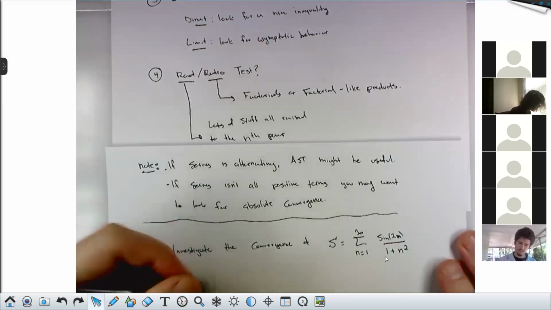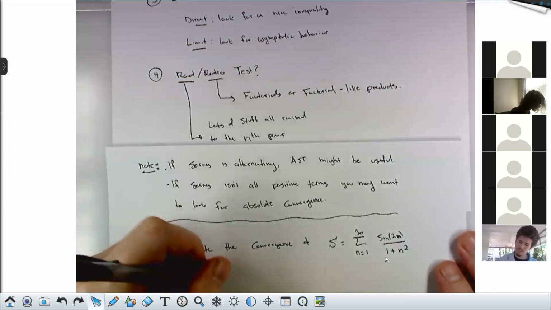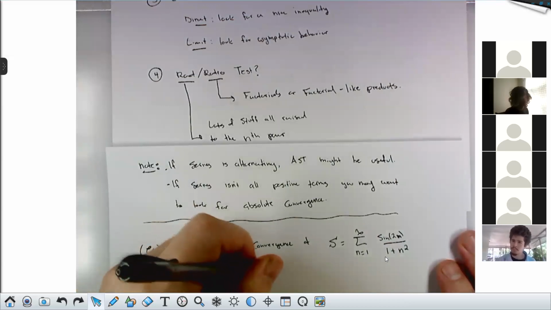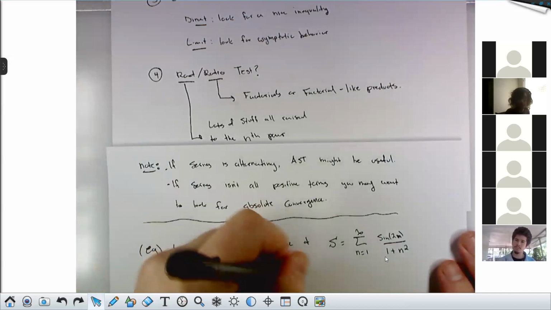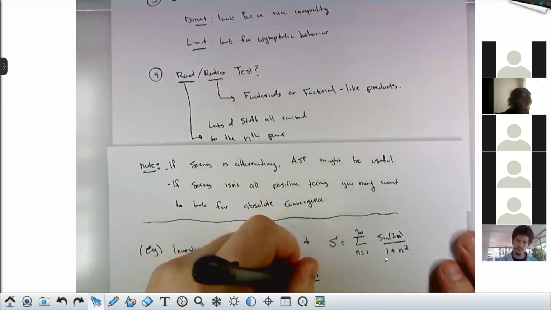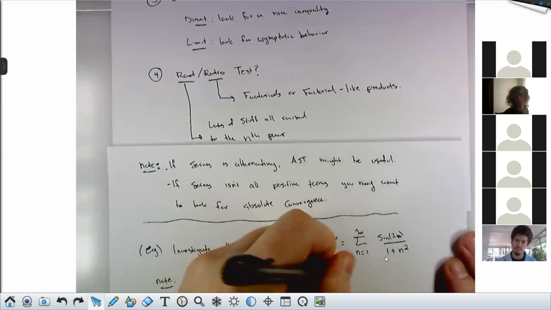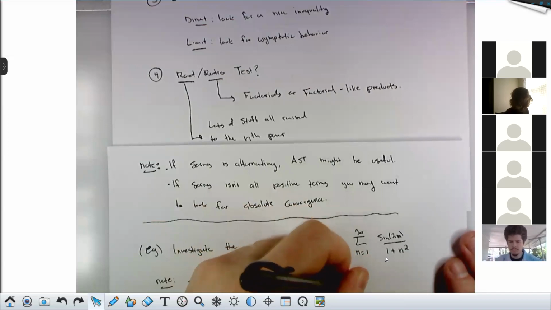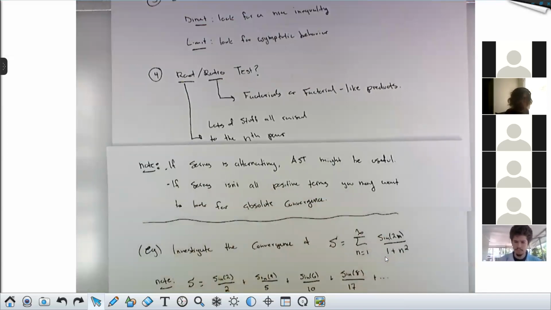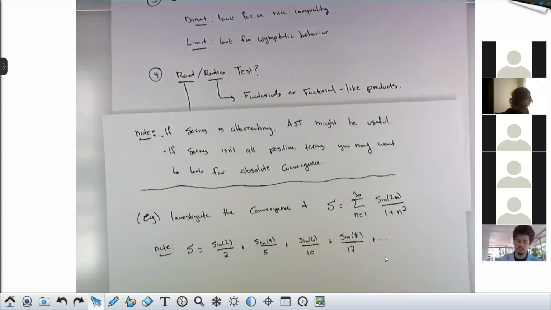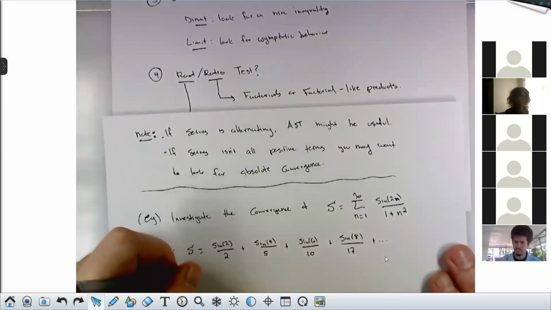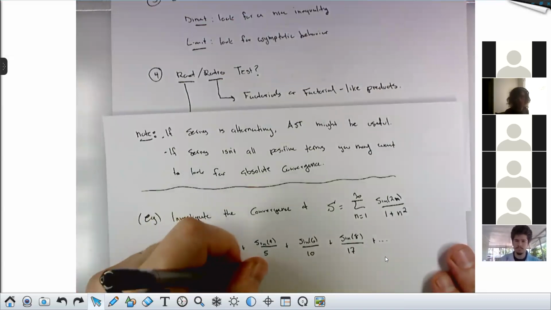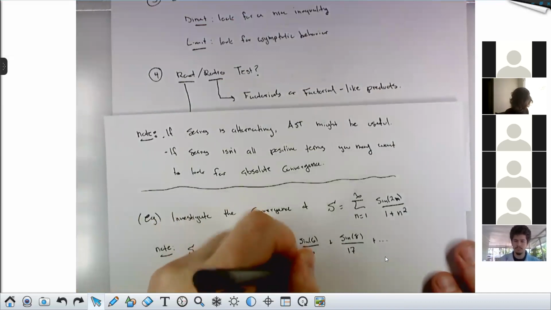Because the terms of this series, this is sine of 2 over 2, plus sine of 4 over 5, plus sine of 6 over 10, plus sine of 8 over 17, and so on, is neither all positive nor alternating.